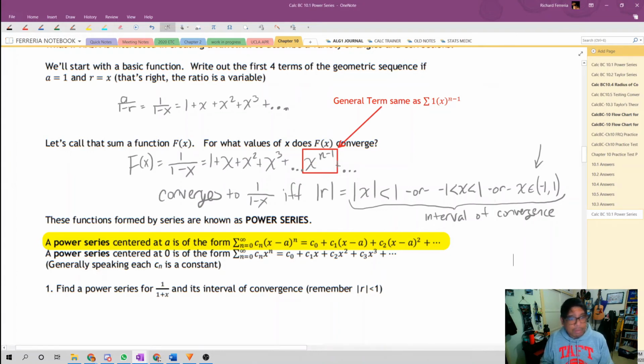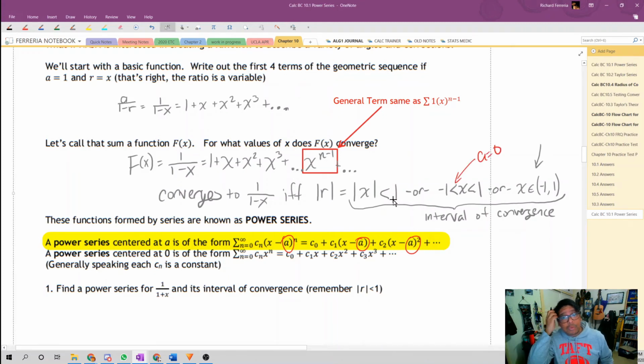We call this number a the center of the series, and we call it that because a is always going to be in the center of the interval of convergence. So in that first example we did, where we have the absolute value of x is less than 1, a is equal to 0, which means a is the center of this series.